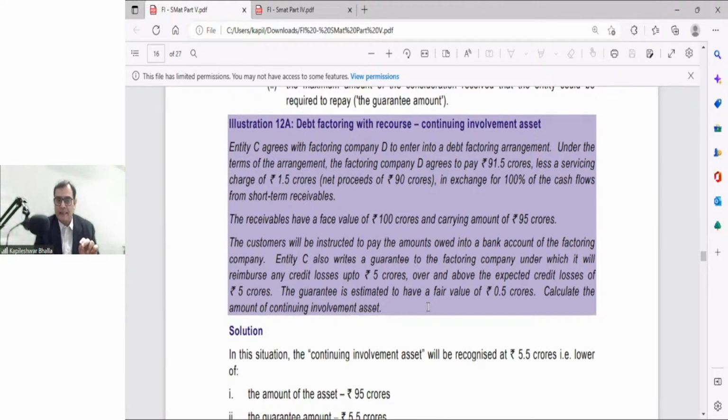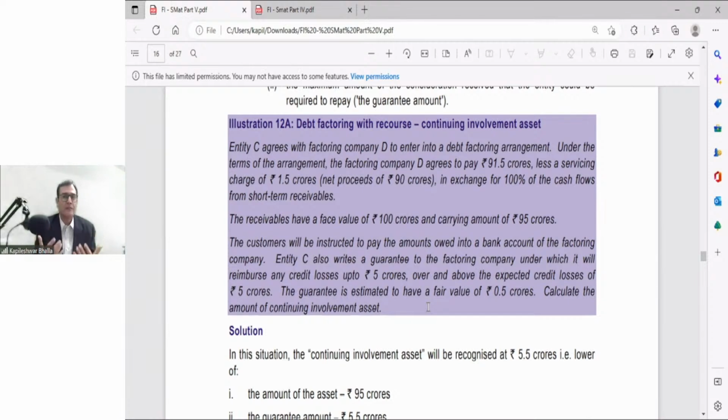So Entity C tells the factoring agency that I will bear a credit loss, that means a loss, to the extent of 5 crores over and above that 5 crores which I've already provided for. So he is liable, but is his liability unlimited? Or is his liability limited only to the extent of 5 crores over and above the bad debts which is already provided in the books? It's a limited amount. So in this particular case, do you think the risk and reward is being substantially transferred? I don't think so.